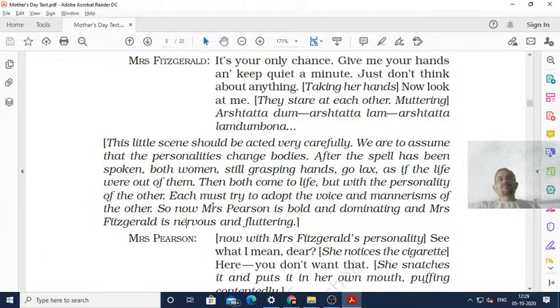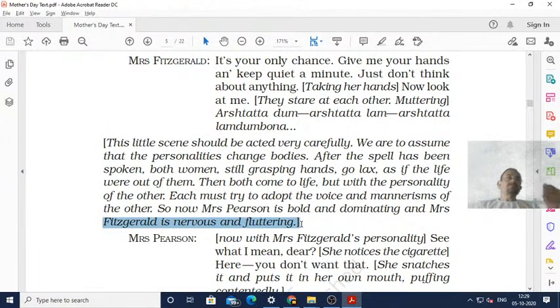You see, Mrs. Pearson becomes very bold and dominating, whereas Mrs. Fitzgerald becomes nervous and fluttering. Okay, because personalities change bodies now. Their appearance hasn't changed, but their personalities change their bodies. Okay, and one has become the other.